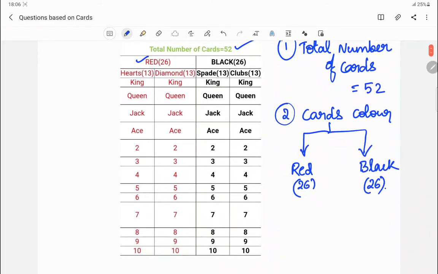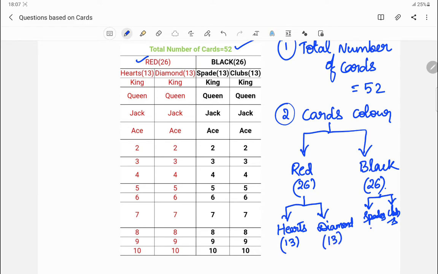Now, these 26 red cards are classified into hearts and diamonds. Similarly, the black cards are classified into spades and clubs. So there are 13 hearts, 13 diamonds, 13 spades and 13 clubs.